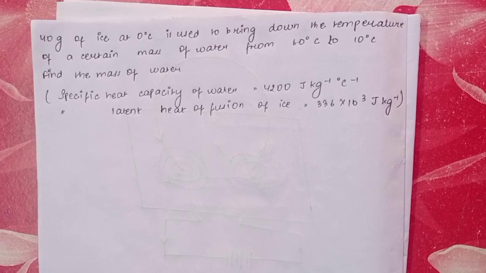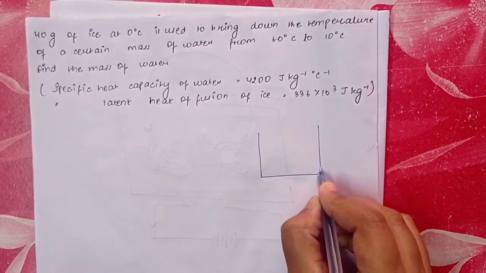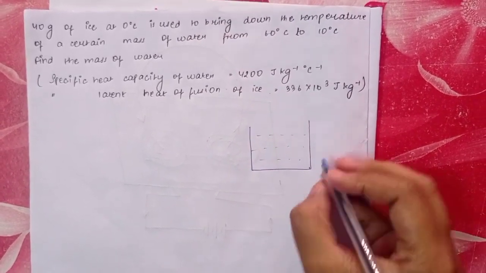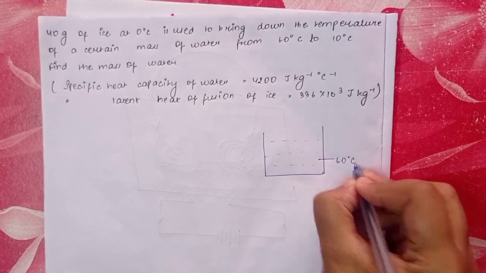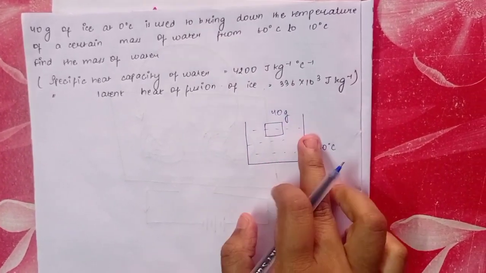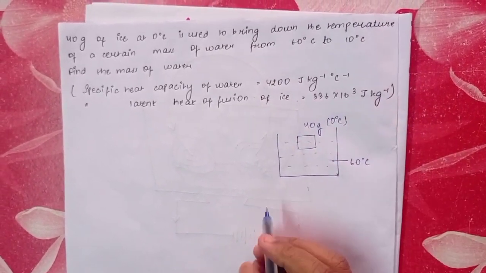So now our next question is, 40 gram of ice at 0 degrees Celsius is used to bring down the temperature of a certain mass of water from 60 degrees Celsius to 10 degrees Celsius. Find the mass of water. So how do we do this? Over here we have considered that we have a beaker which contains water, and the water is at a temperature of 60 degrees Celsius initially. We have put 40 gram of ice into this solution, and this ice is at a temperature of 0 degrees Celsius obviously. So what will happen?